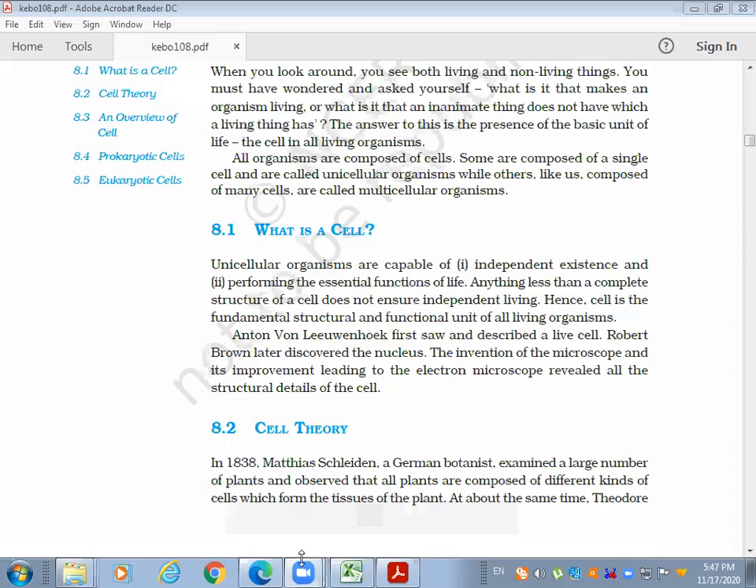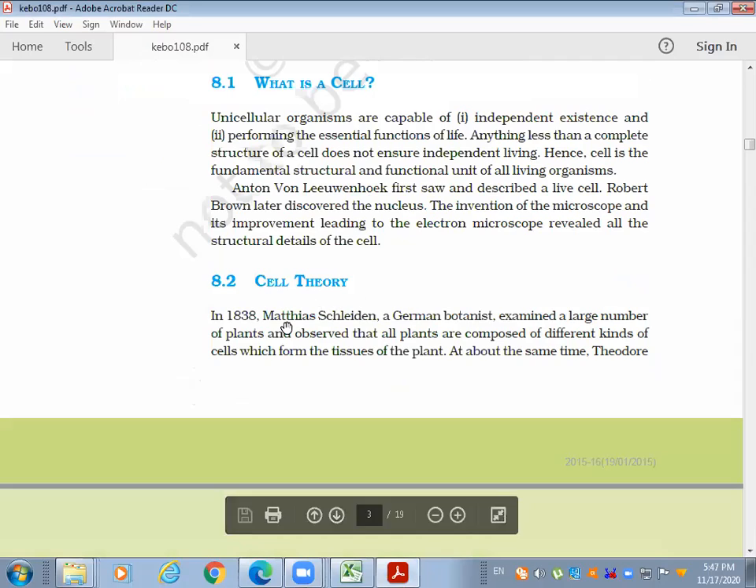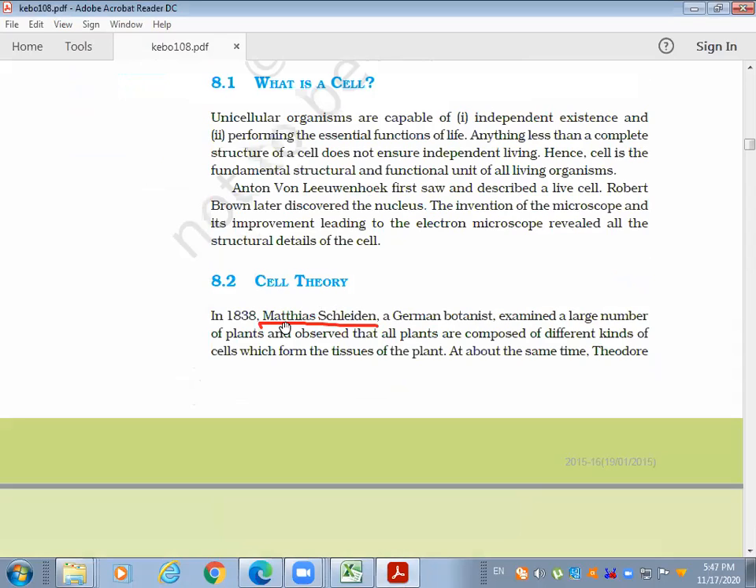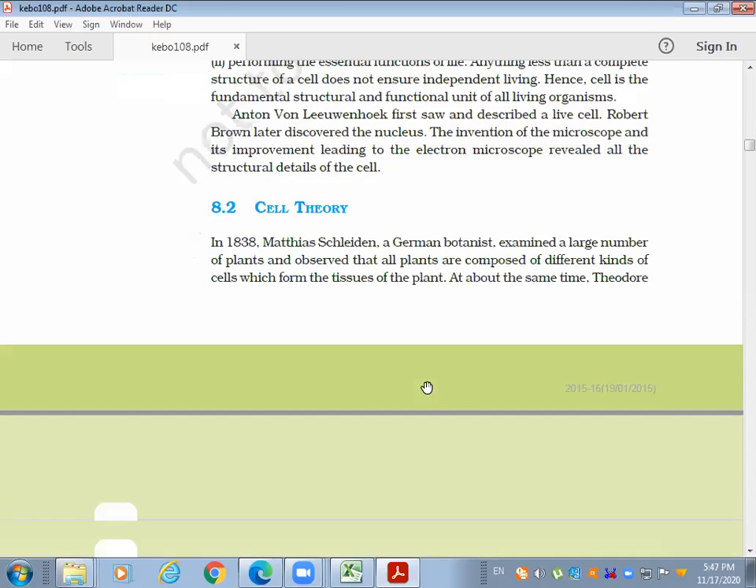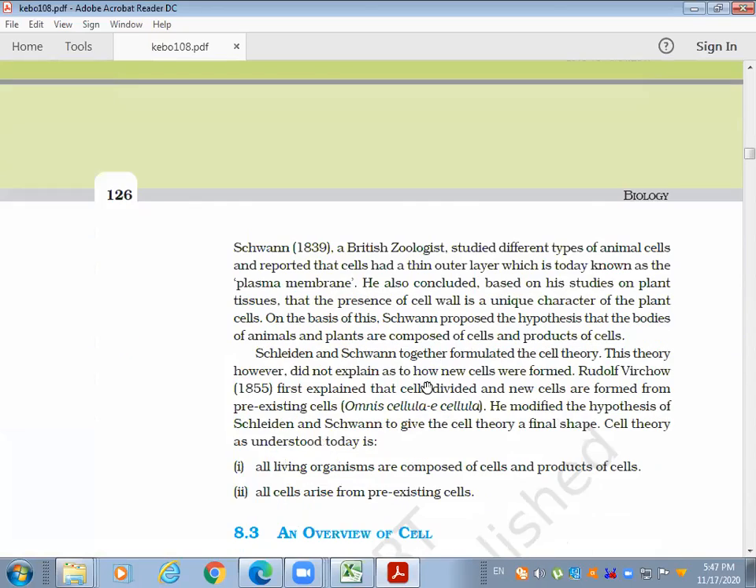Moving on, cell theory. In 1838, Matthias Schleiden, a German botanist, examined a large number of plants and observed that all plants are composed of different kinds of cells which form the tissues of the plant. At about the same time, Theodor Schwann, 1839, a British zoologist, studied the different types of animal cells and reported that the cells had a thin outer layer which is today known as the plasma membrane.